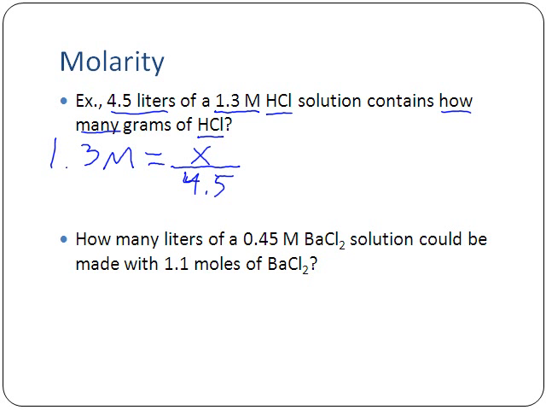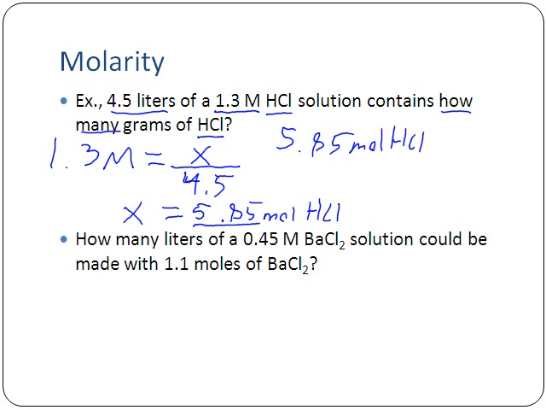To solve this, let's go ahead and get X. We want to multiply 4.5 on both sides. So we get 1.3 times 4.5, and in doing that, I get 5.85. And so I have 5.85 moles of hydrochloric acid, HCl. But the question asked me how many grams. Because it asks how many grams, I've now got to take this 5.85 and do a conversion with it. I'm going to put it in my table, 5.85 moles of HCl. I want to cancel moles and go to grams.